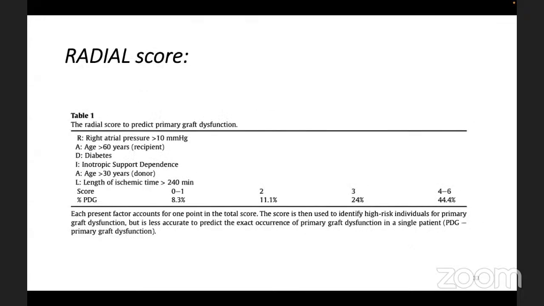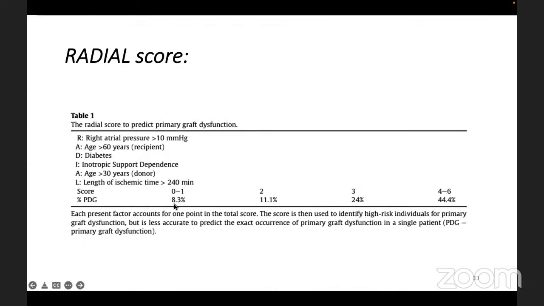So this is the RADIAL score. And as you can see, they're assessing right atrial pressure. They check age, presence of diabetes, inotropic support dependence, the age of the donor, and the length of ischemia time. And these are the scores.